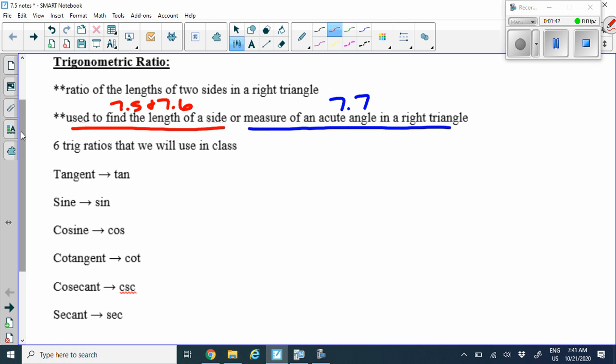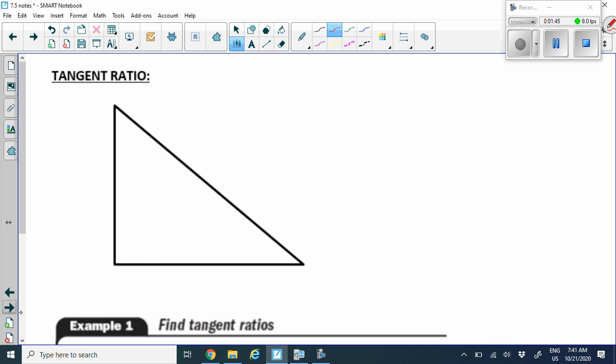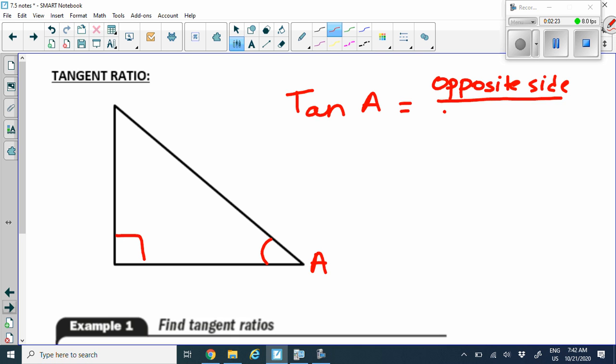Let's go ahead and talk about the tangent ratio specifically. With this, we always have a right triangle. That's basically this entire chapter, right triangles. So let's say we are given the angle A. When we are talking about tangent, we write tan, and let's say we have angle A. You always put the angle next to whatever trigonometric ratio you want. And this is going to be the opposite side over the adjacent side.